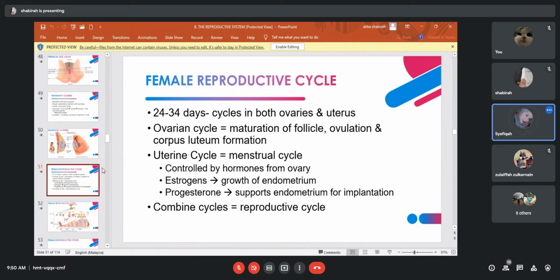Yang maksudnya dia fokus kepada perubahan di dalam ovari tu. Kalau uterine cycle, dia fokus kepada changes in the uterus. And then controlled by hormones from ovary, which is estrogen for growth of endometrium and progesterone is for support endometrium for implantation. Kalau ni yang ovarian and menstrual cycle ni, combined cycle, that's what we call reproductive cycle.